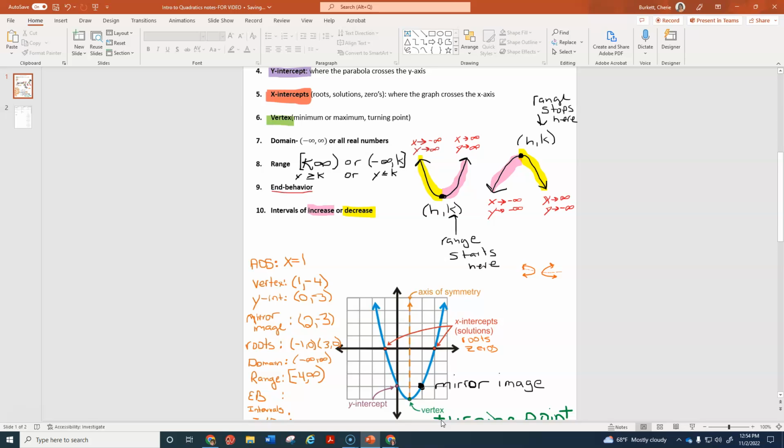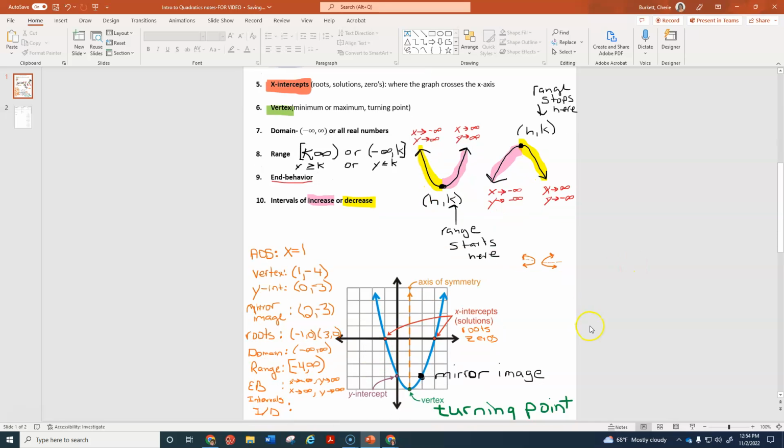And in end behavior, this one is on the left. My graph is going up. And this one is on the right. My graph is also going up. So on the left, I wrote negative infinity, the graph is going up, and on the right, the graph is going up.